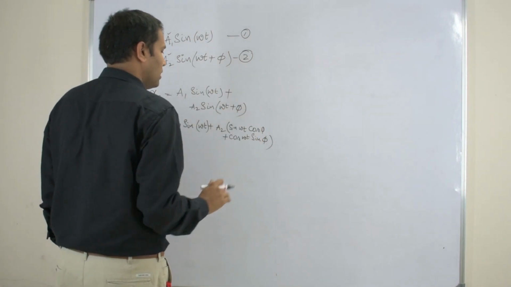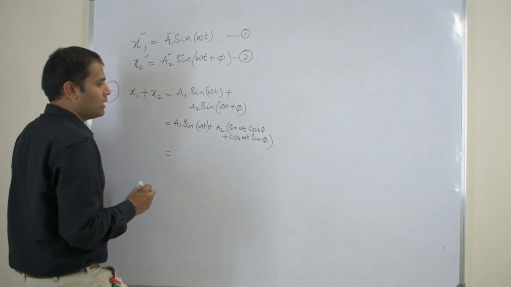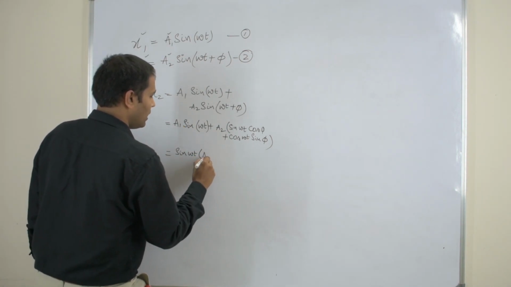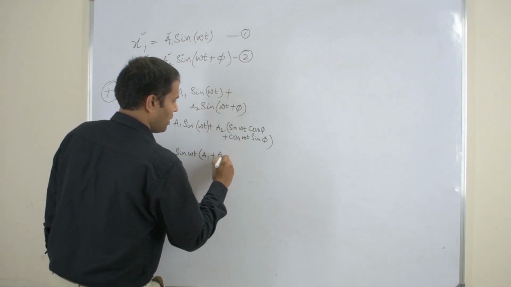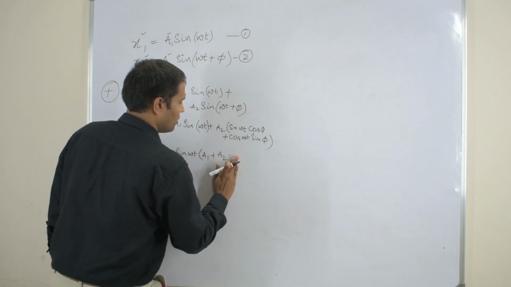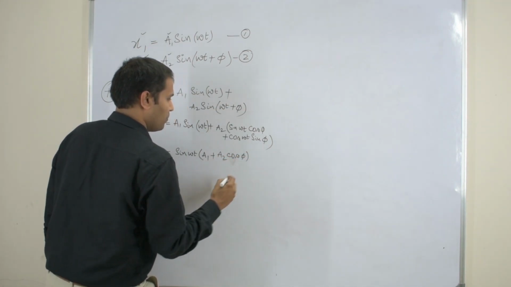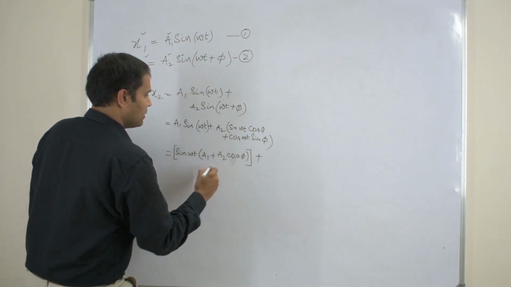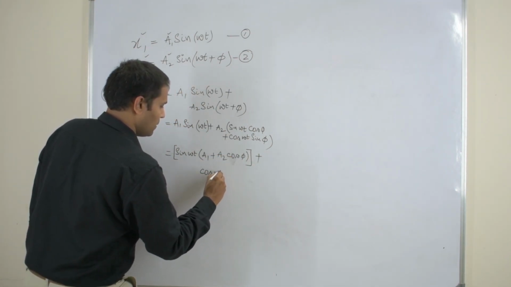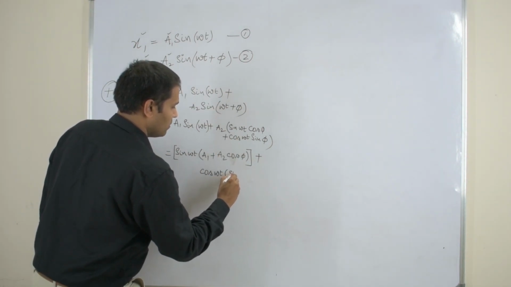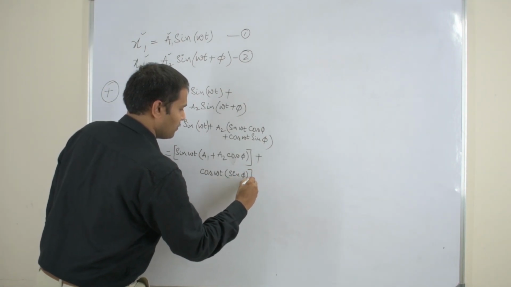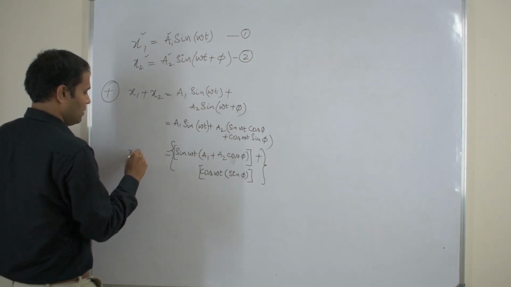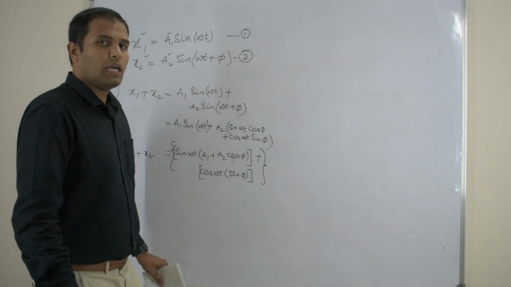So the sin omega t and cos omega t terms you segregate. I am taking out sin omega t. What will be the leftover here? a1 will be left over, and a2 sin omega t is gone, so you will be getting a2 cos phi. Plus, in a similar way you segregate cos omega t into a2 sin phi. So what is this? This is x1 plus x2.